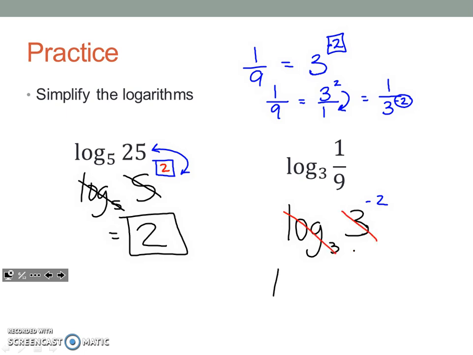I could also do something like this. Say I've got a log base 2 of square root of 2. That's going to be a log base 2 of 2 to some power. And then we just talked about in a previous lesson here, remember our jam?